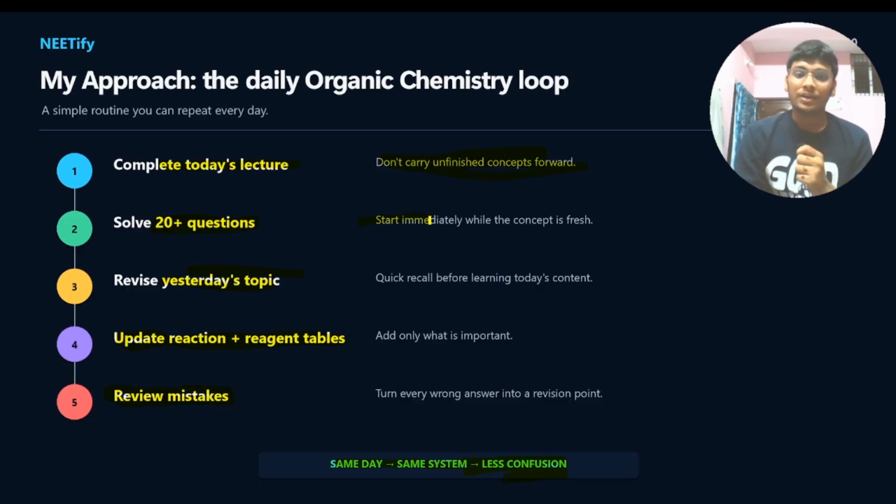Start questions immediately while the concept is fresh. If you studied today's page, start solving questions from this page only, as many as possible. I mentioned 20 plus questions because 20 is the minimum limit. Beyond 20, it's up to you, and you can solve as many questions as you like. Then I used it to revise the previous topic, before the topic I studied today. I am talking about organic chemistry.